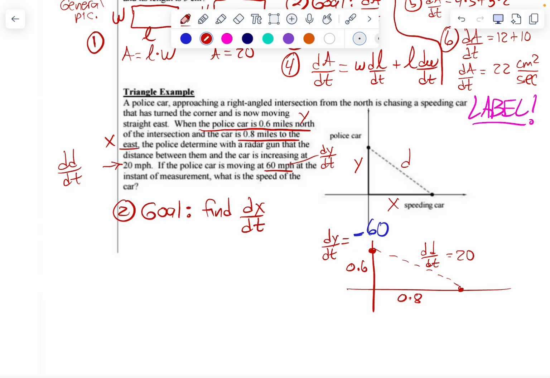Okay. Step 3. X squared plus y squared equals d squared. Step 4, differentiate.